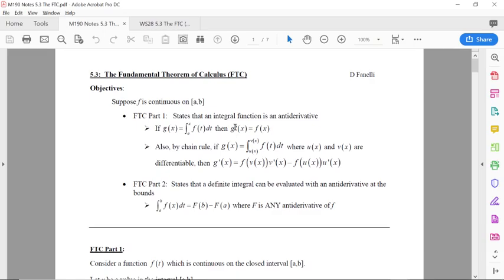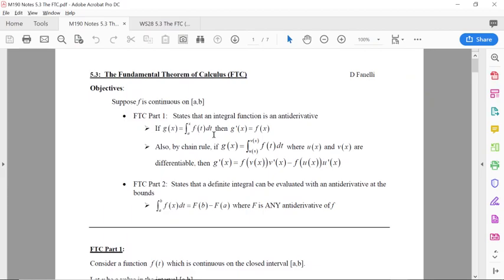Since the derivative of g is equal to f, another way of stating that is to say that g is an antiderivative of f. So the first part of the fundamental theorem of calculus shows that, in fact, an integral is an antiderivative. That is, if we have an integral that is a variable function, that variable function would be an antiderivative of the integrand itself. It's a very important conclusion.